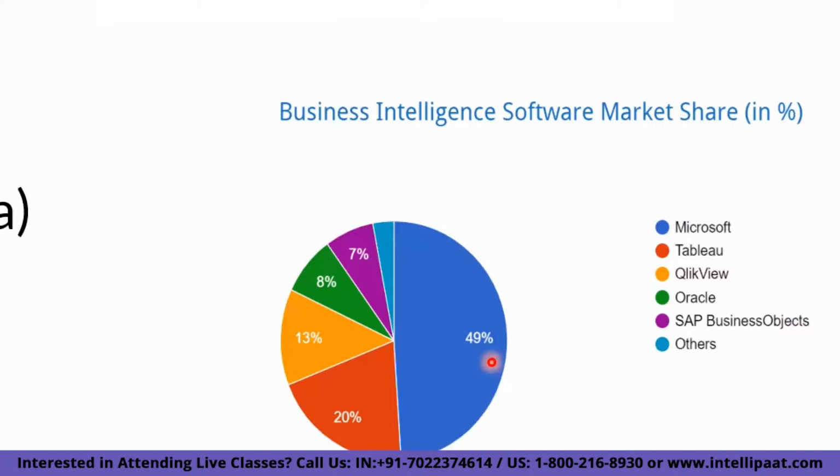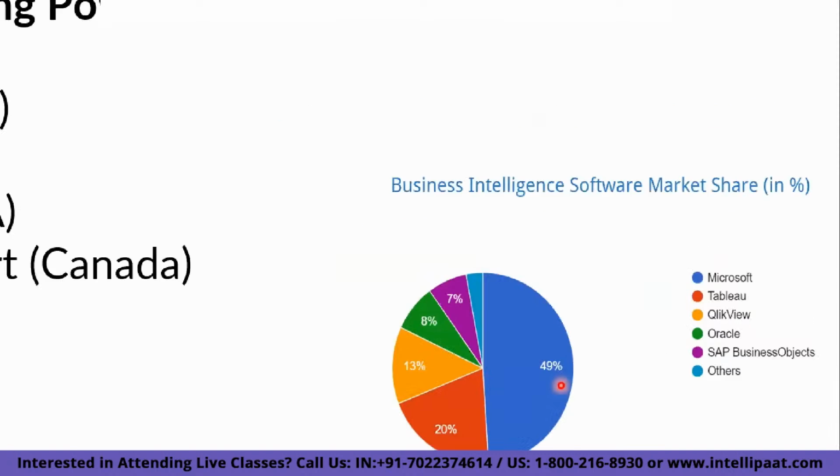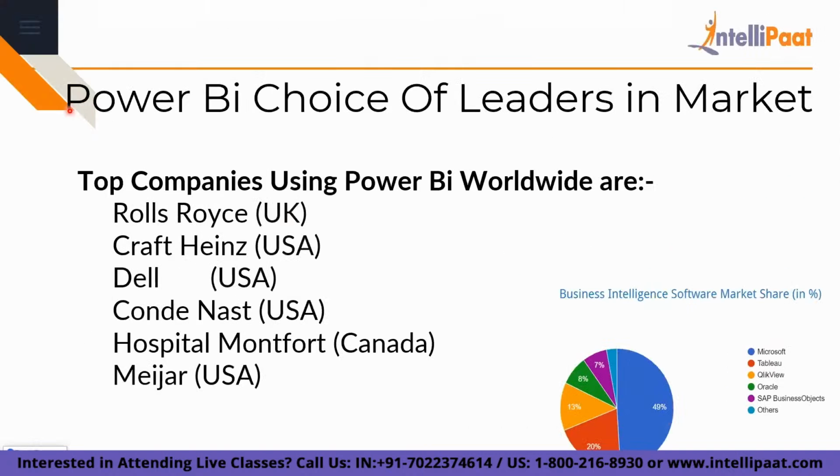They have got that trust from their prevalent tools, be it Excel or SQL Server. All they need is to convert all these companies into Power BI, and you will see the disruption happen. Top companies using Power BI worldwide are Rolls-Royce, Kraft Heinz, Dell, Condé Nast, Hospital Montfort, Measure. These are all market leaders, leading their markets currently. So you can understand how good these particular things are today.